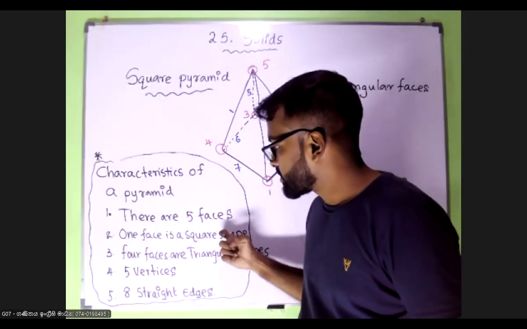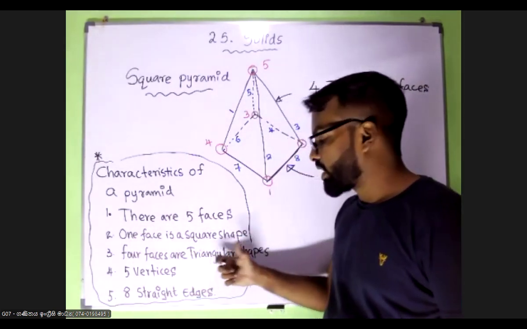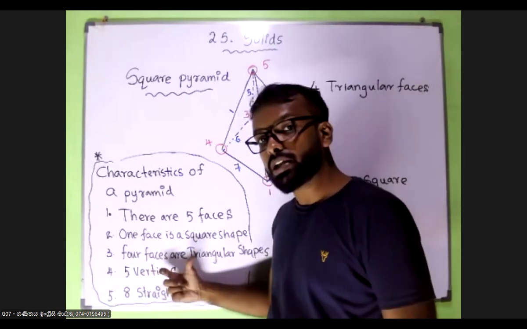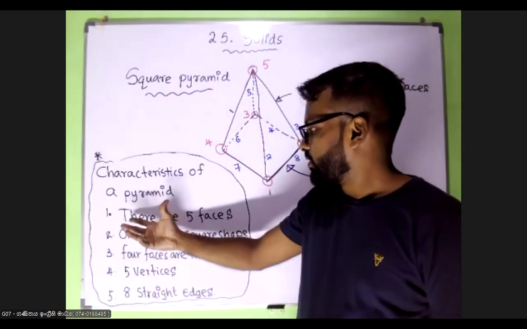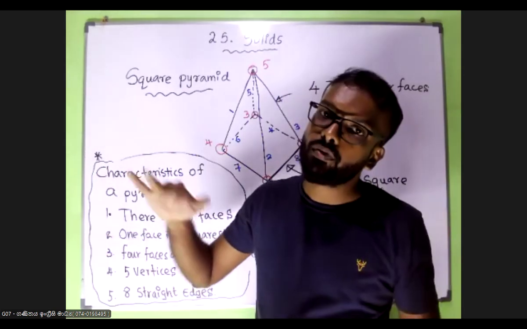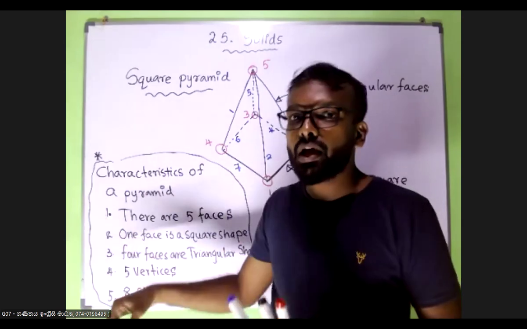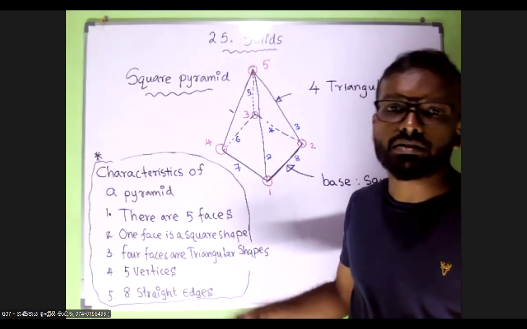There are 5 faces. One face is a square shape. 4 faces are triangular shapes. 5 vertices and 8 straight edges. Very easy, right? 5 faces. One face is a square shape. 4 faces are triangular shapes, and there are 5 vertices and 8 straight edges. Done.